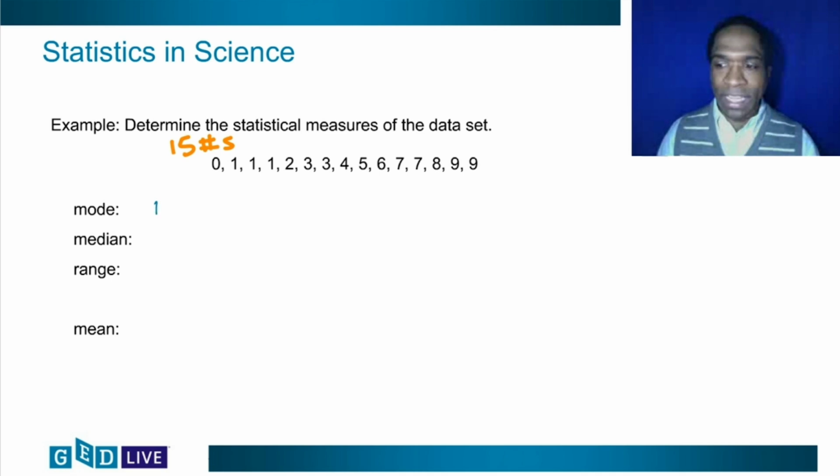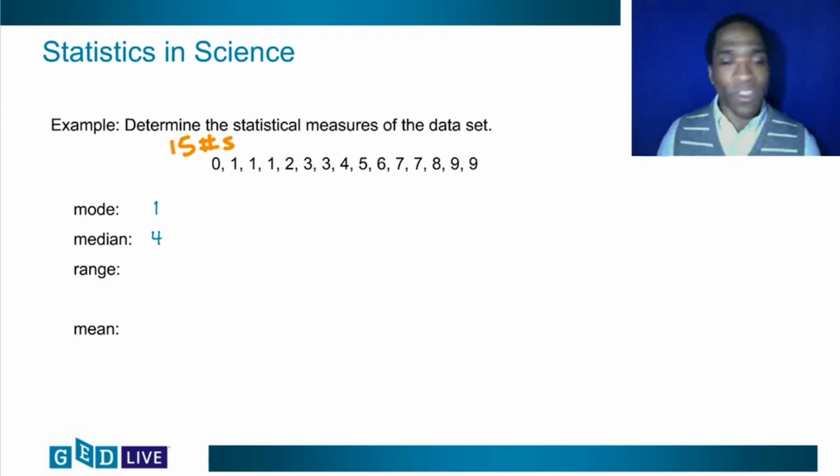Now let's move to the median. Again, we have 15 numbers in this list, so that's an odd number of terms. So remember, when you have an odd number of terms, the middle term is the median. And in this case, since there are 15 numbers, the middle term will have 7 terms to its left and 7 terms to its right. So that makes 4 the median. 7 terms on its left, 7 terms on its right.